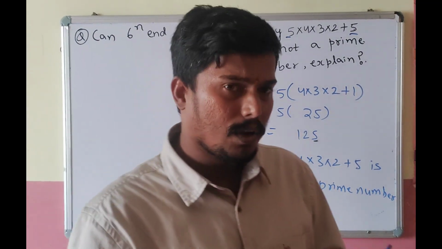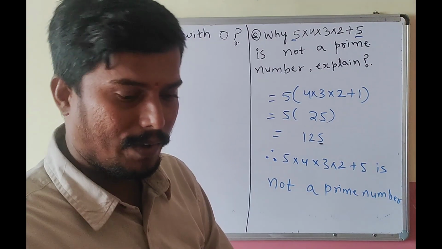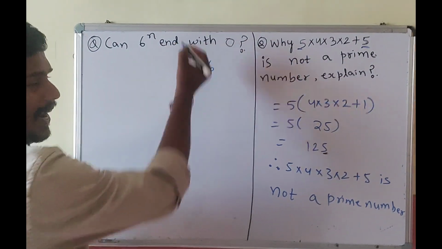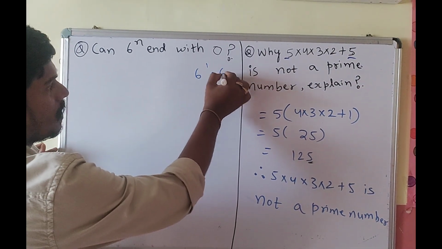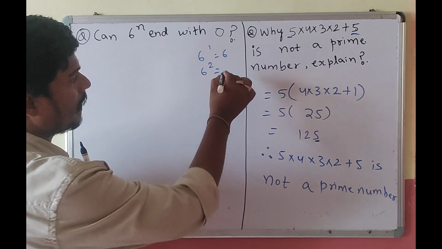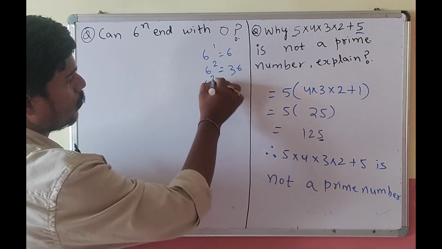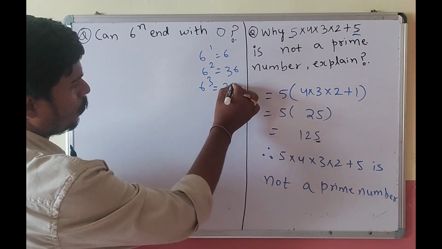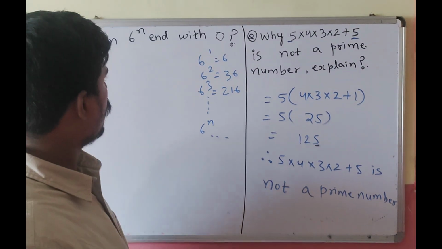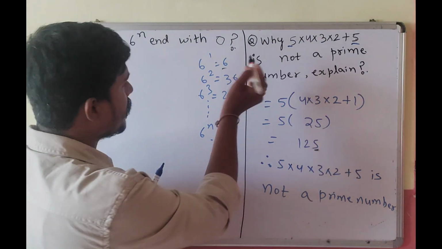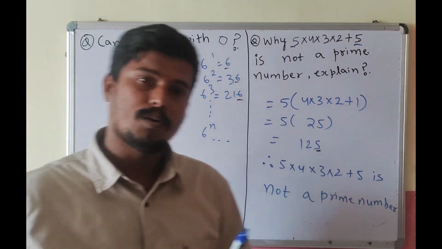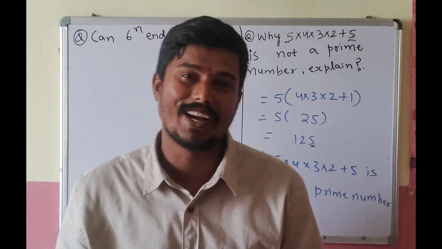And one more question: what will 6 to the power of n end with? Basically we start with some examples. 6 power n, n will start with 1. 6 power 1 is 6. 6 power 2 is 6 into 6, 36. 6 power 3 is 6 into 6 into 6, 216. And so on to 6 power n. Can you see 6 power 1 ends with 6, 6 power 2 also ends with 6, 6 power 3 also ends with 6, 6 power 4 also ends with 6, 6 power 5 also ends with 6.